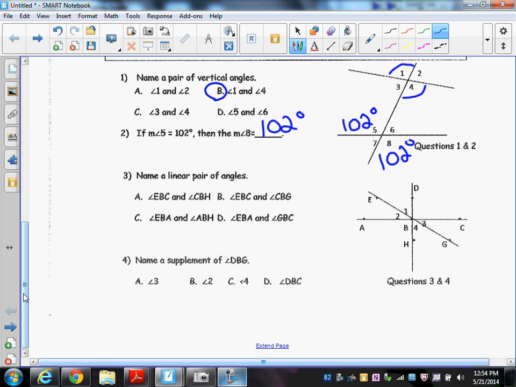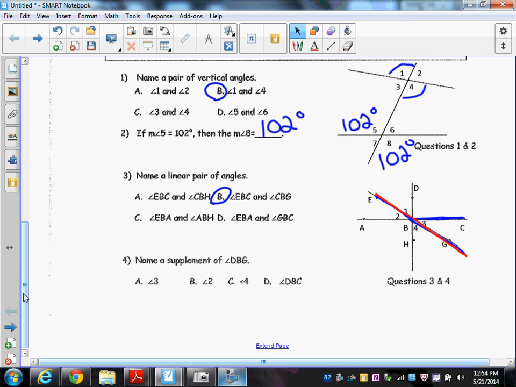We're asked to name a linear pair of angles. The easiest way to show you the answer to this is to give you the answer. It's going to be letter B, which is angle EBC and angle CBG. So if you take a look here, I have this line that's formed by the two angles. So that's my linear pair.